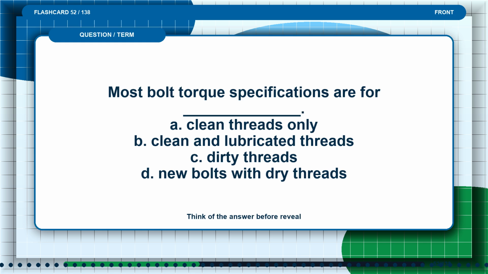Flashcard 52. Most bolt torque specifications are for blank. A. clean threads only, B. clean and lubricated threads, C. dirty threads, D. new bolts with dry threads. Pause and think of the answer before the reveal.